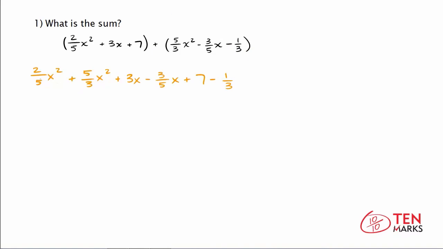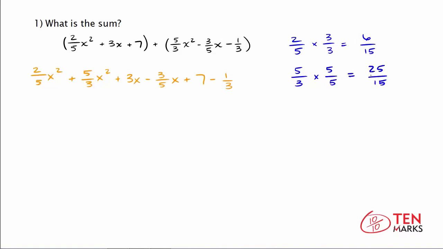So the first step is, let's work with these x squared terms here. We have 2/5 and 5/3. Because these are fractions, we need them to be like fractions to add. So let's do that work over here. We need to take 2/5 and 5/3 and turn them into like fractions. Well, the least common denominator between 5 and 3 is 15. So I'm going to multiply the top fraction by 3/3, which will give me 6/15. And down here, I'm going to multiply by 5/5 to get a denominator of 15. So this gives me 25/15.